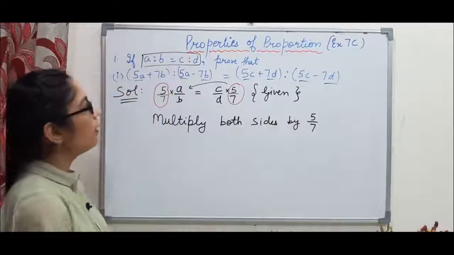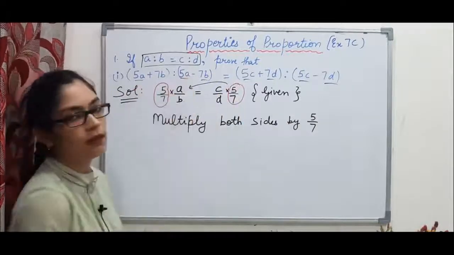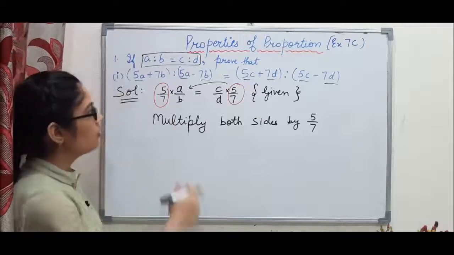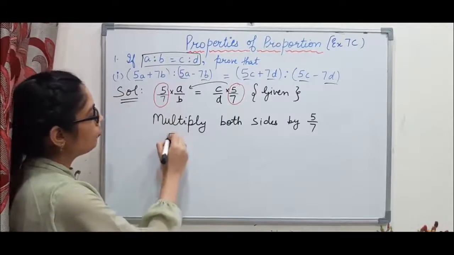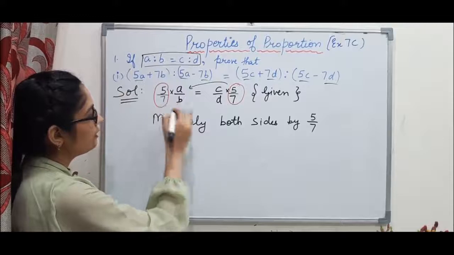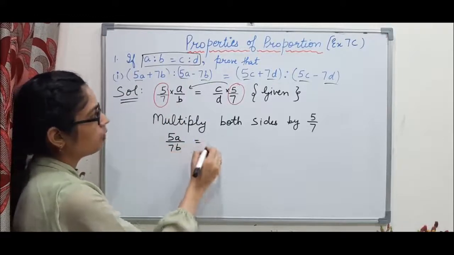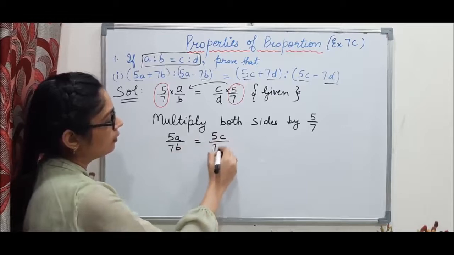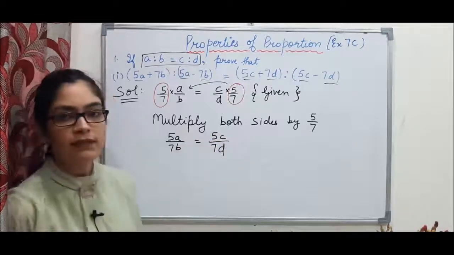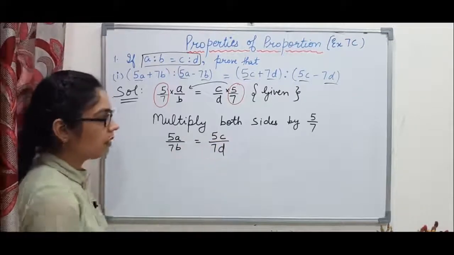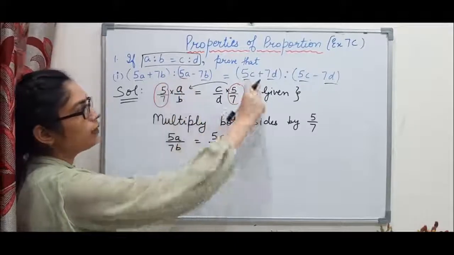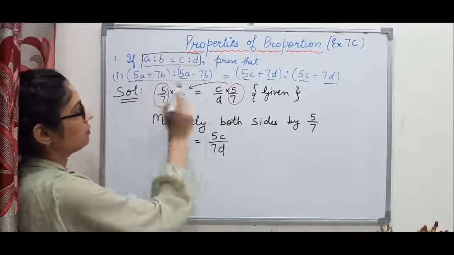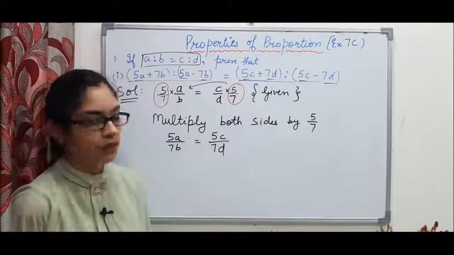This we multiplied because of our requirement. So based on our requirements we have to make the changes. So now after multiplying, I got 5 into a is 5a, 7 into b is 7b, 5 into c is 5c, and 7 into d is 7d. So this we have got. Now we have to reach here. This is our destination, we can say our main motive. This we have to reach here.